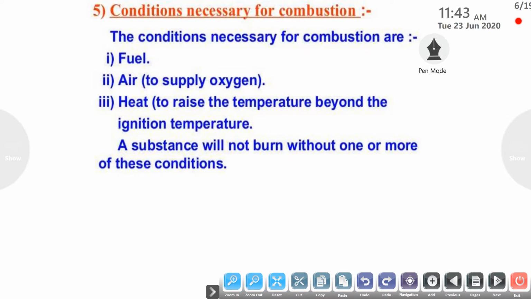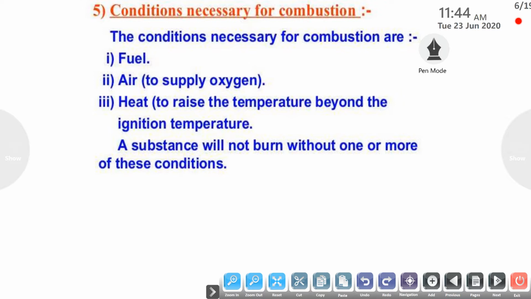The next is, what are the basic conditions that are necessary for the combustion reaction to take place. So the conditions necessary for combustion are, first is the fuel. Any fuel is required for the combustion to take place. Second is the air, or the supply of oxygen from the atmosphere, which is very necessary for the combustion.